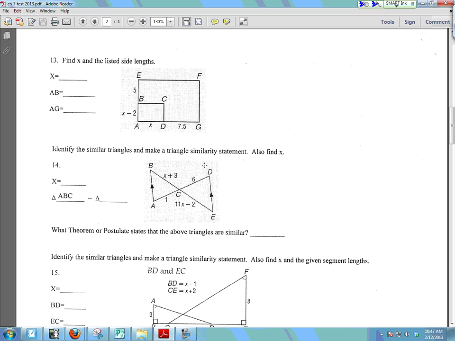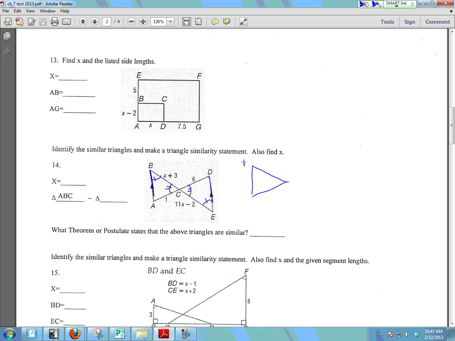Number 14, they ask you to identify the similar triangles and make a similarity statement. Also find x. Well, I know that these two lines are parallel, so that's going to say that that angle there is congruent to that angle there. And I also know that these angles are vertical. So what I'm going to do is redraw these two triangles.